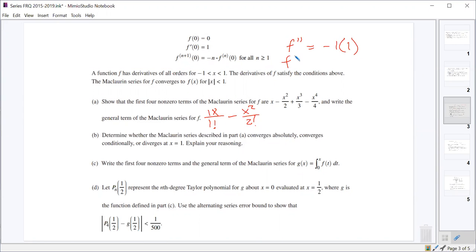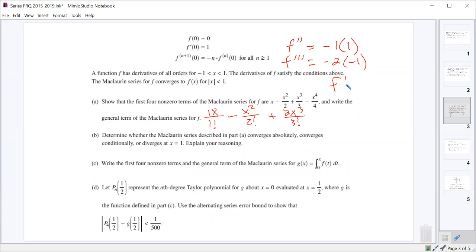The next one, f triple prime, which would be when n is 2, should be -2 times the second derivative, which was -1. So that should give us a positive 2 x cubed over 3 factorial. And the 3 factorial is 3 times 2, that's 6. 2 sixths is a third, so that gives us 1/3.